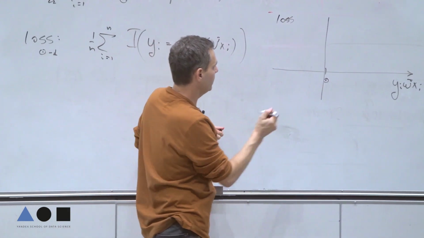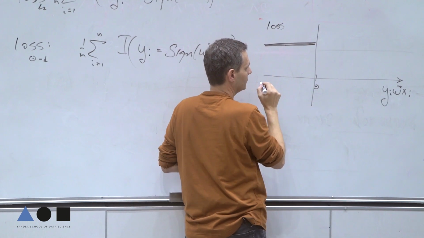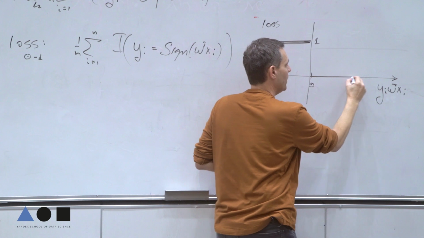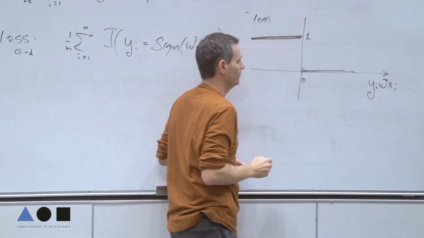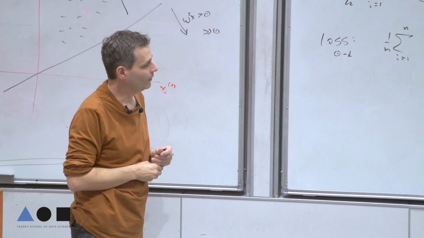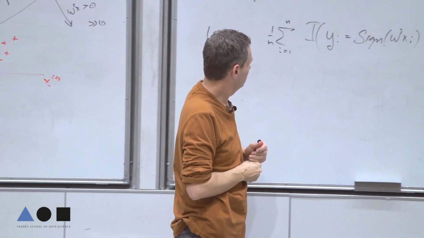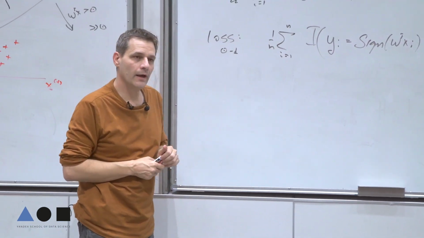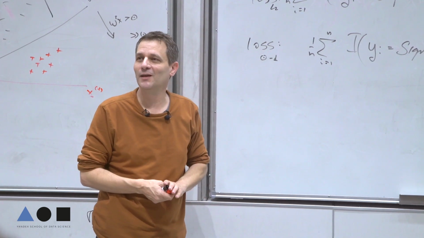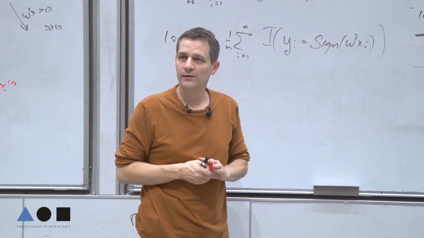So this loss basically looks like this. You pay a price of 1 if this is negative, and you pay nothing if this is positive. So this is the 0-1 loss. As with the sign function, this loss is not differentiable. You're not going to gain anything by doing gradient descent using it. So people suggested to relax that a bit.